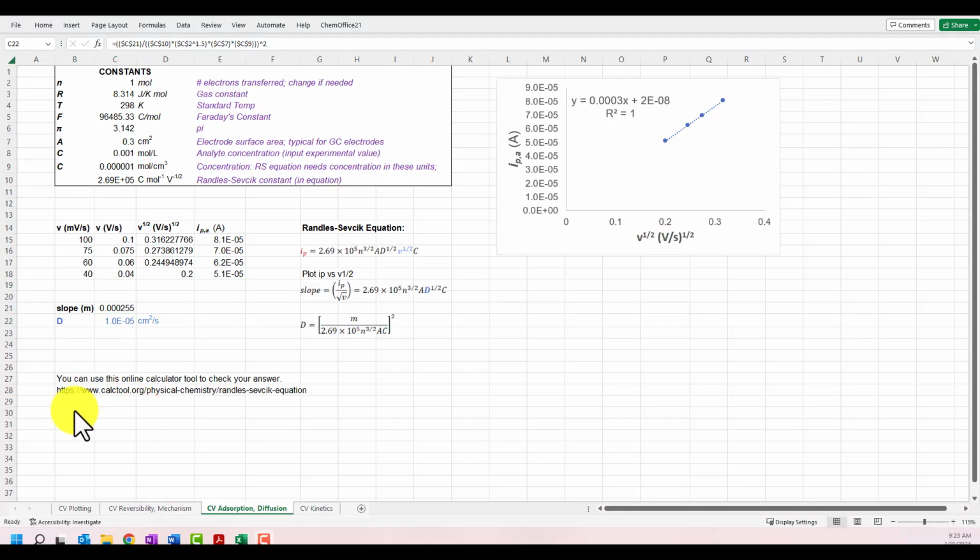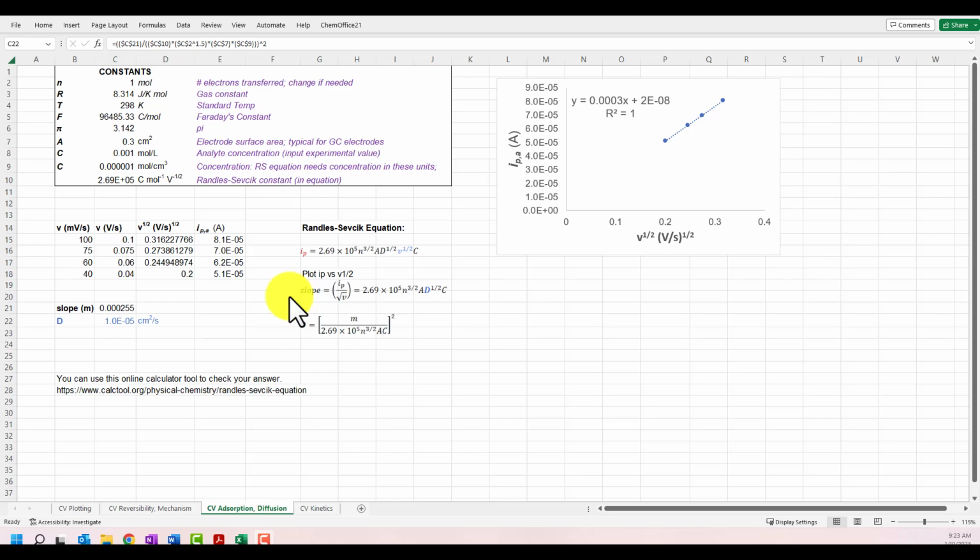And I tossed in a link to this online calculator tool, which can be handy to check your answers against. It's not a graphical way to do it, it's just a single value. So using the Randles-Sevcik equation, you punch in one of your peak currents and you plug in these values and your scan rate, and it will spit out a diffusion coefficient. The diffusion coefficient's the same at all scan rates, right? That's why we get a straight line. And so it's a nice handy check on that.